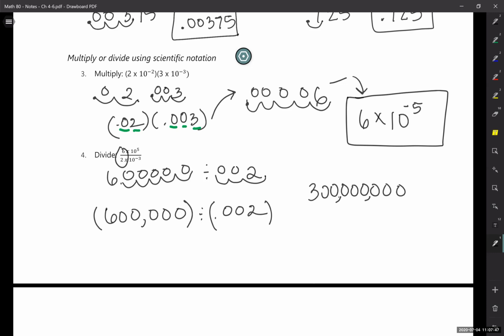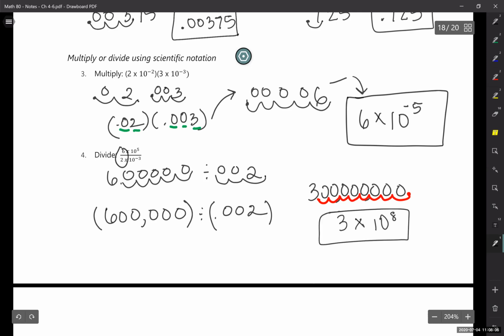And so finally, our answer is 3. And then since we had 8 zeros, it's going to be times 10 to the 8th. And if you don't quite trust that, you could just count it. 1, 2, 3, 4, 5, 6, 7, 8. And so our final answer is 3 times 10 to the 8th.